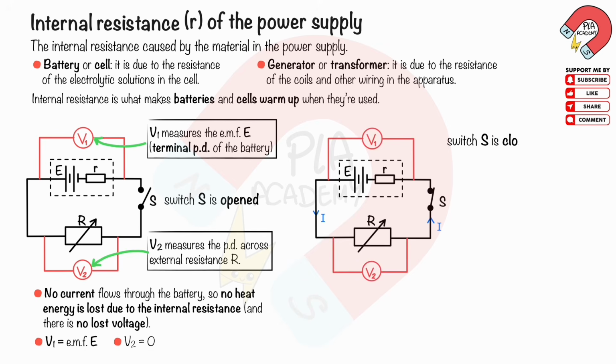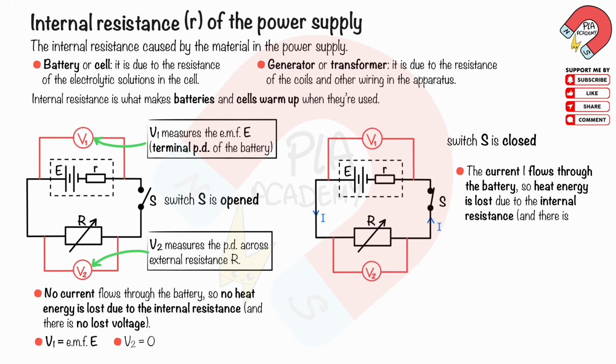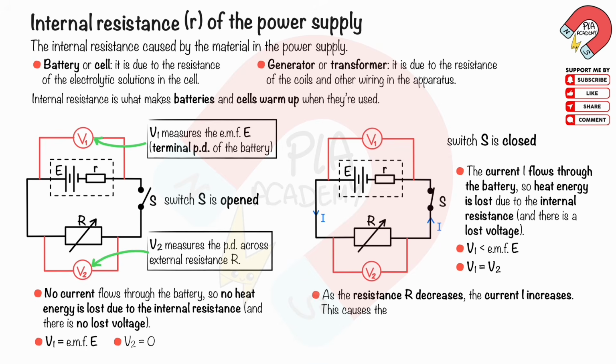As the switch S is closed, as shown, the current I flows through the battery, so heat energy is lost due to the internal resistance, and there is a lost voltage. The voltmeter V1 decreases to less than the EMF E. The voltmeter V2 is equal to the terminal PD measured by V1, so V2 equals V1.